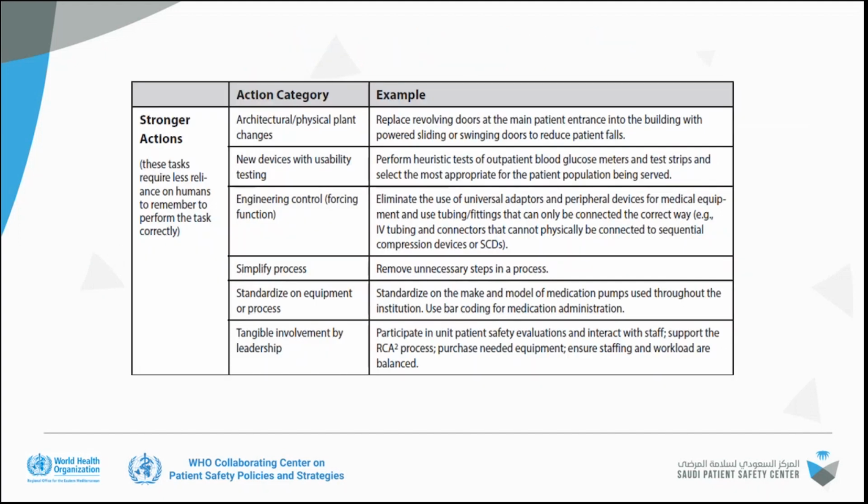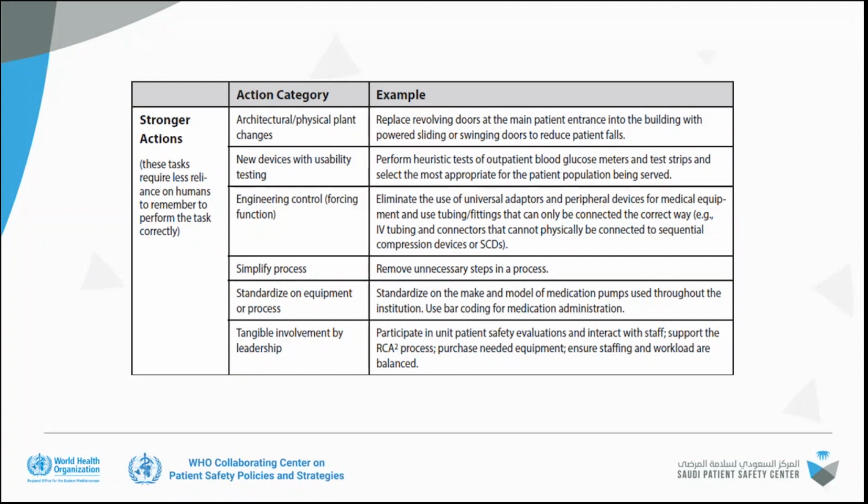So in here, you can see that the stronger actions include architectural and physical plant changes, new devices with usability testing, engineering control, simplifying processes, standardizing on equipment or process, and tangible involvement by leadership. What we mean by human reliance is this: if there is a door at the entrance of the hospital that is causing too many injuries to the patients and visitors, the strong action you can take here is replacing this door. So it has no human reliance and no human intervention to reduce this type of injury from the door.